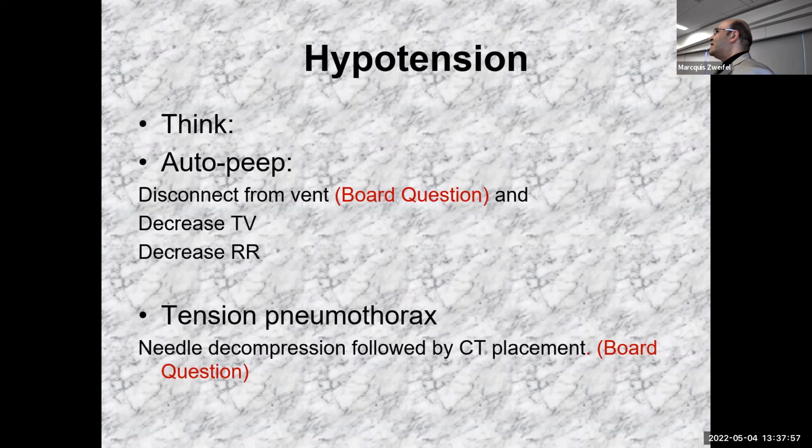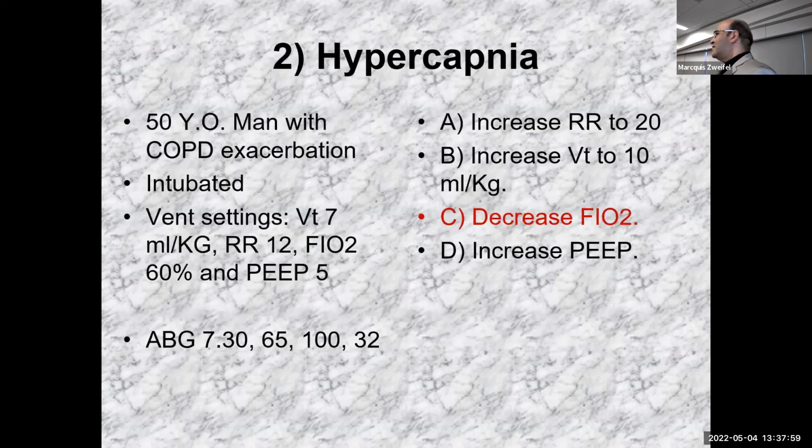A and B were wrong answers. Do you want to see the options again? What I didn't like in this ABG is that his oxygen is 100 with CO2 retention. I should lower his FiO2. I am okay with 7.30 pH for COPD. This patient is chronically retaining.